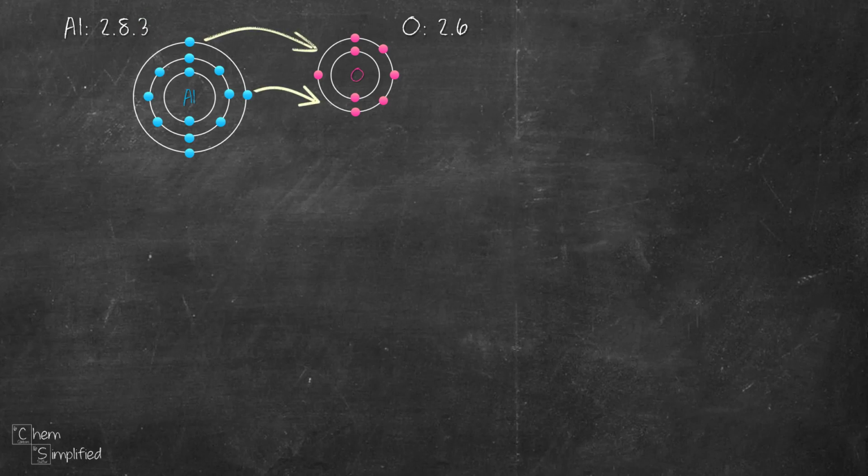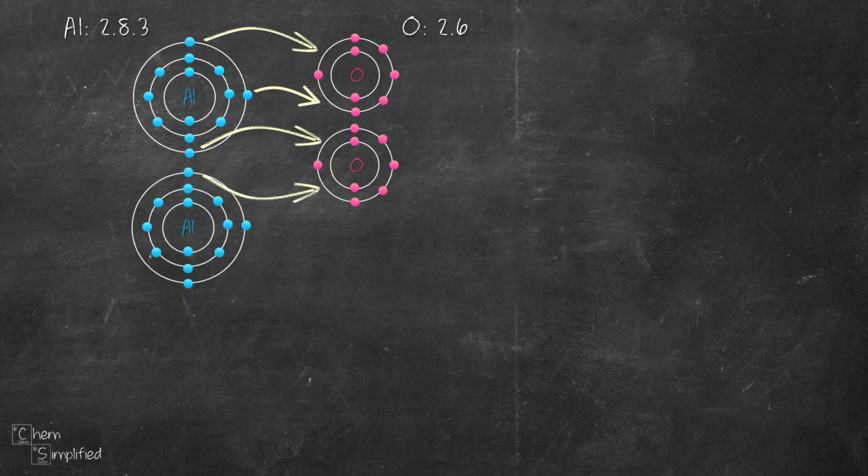Oxygen at this point has already reached octet. It already has the same electron configuration as a noble gas. Since there's still 1 more electron left in aluminum, let's draw in another oxygen and we transfer that electron. Now that oxygen that we just drew in is still missing 1 electron, so we're going to have to draw in another aluminum and then we do the transfer.